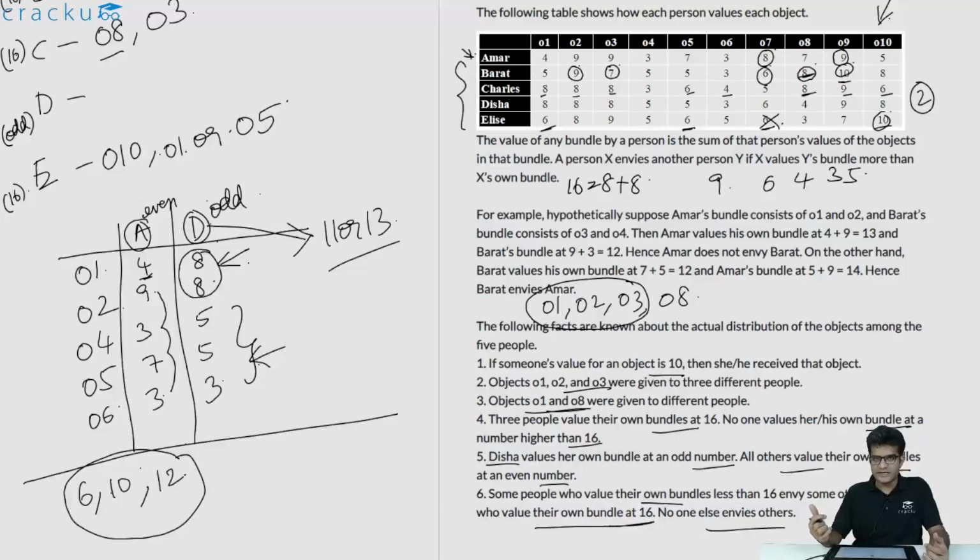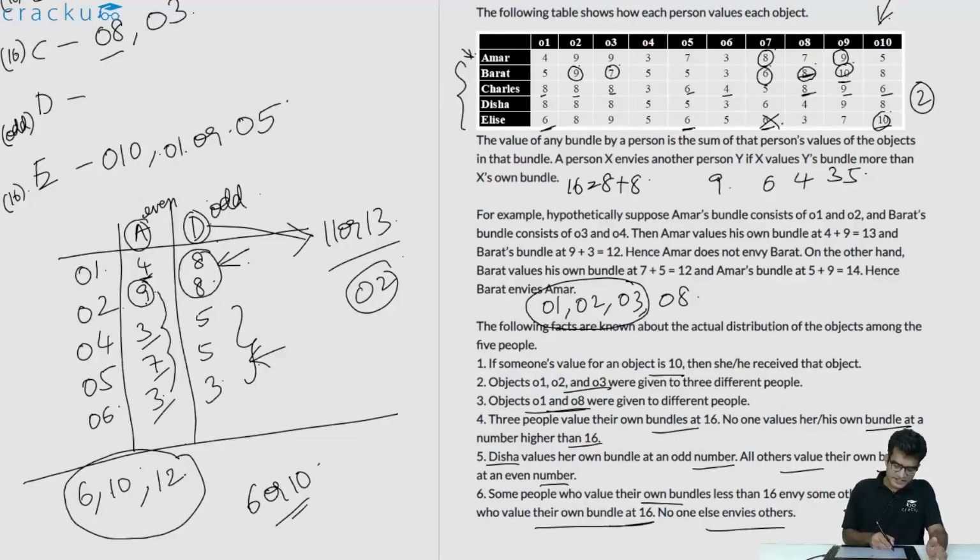Now if you are looking at it, you kind of feel that Amar should definitely get O2, because he values this a lot, and if this goes to Disha, then there is a very good chance he is going to feel jealous. How can you actually prove that? We can prove that by saying that if O2 goes to Disha, then what are the possibilities for Amar? Amar will get only 3, 7 and 3. These are the only objects that are available to him, or his sum will be either 6 or 10.